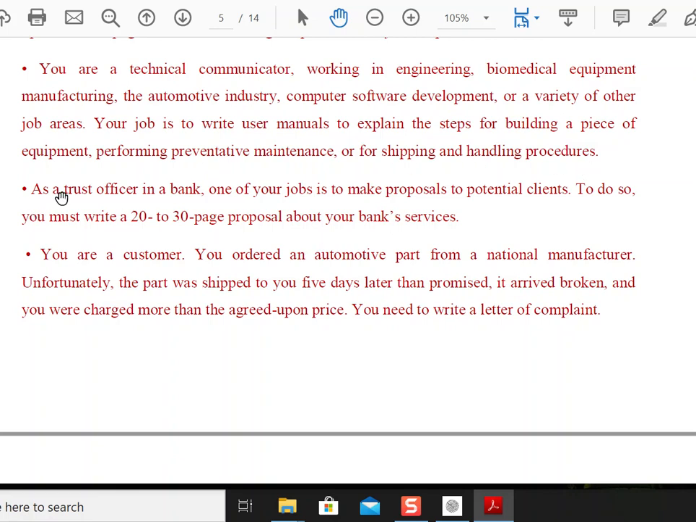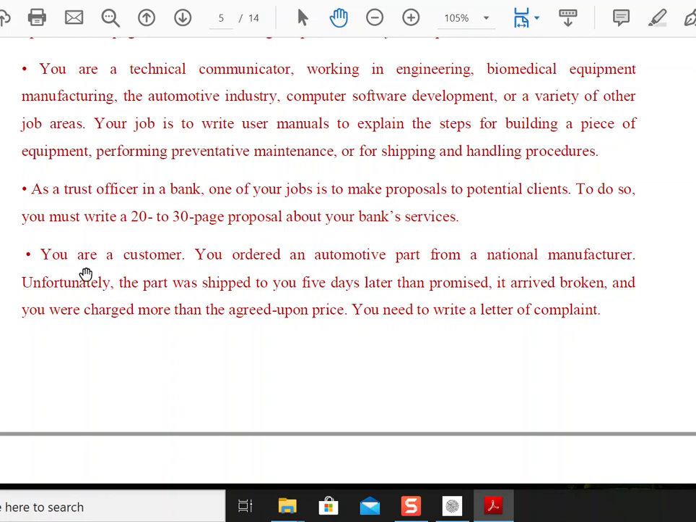Next is, as a trust officer in a bank, one of your jobs is to make proposals to potential clients. I mean, you are working in a trust bank and you have to write proposals. So proposal writing is also a technical communication. To do so, you must write a 20 to 30 page proposal about your bank's services to induce your client.